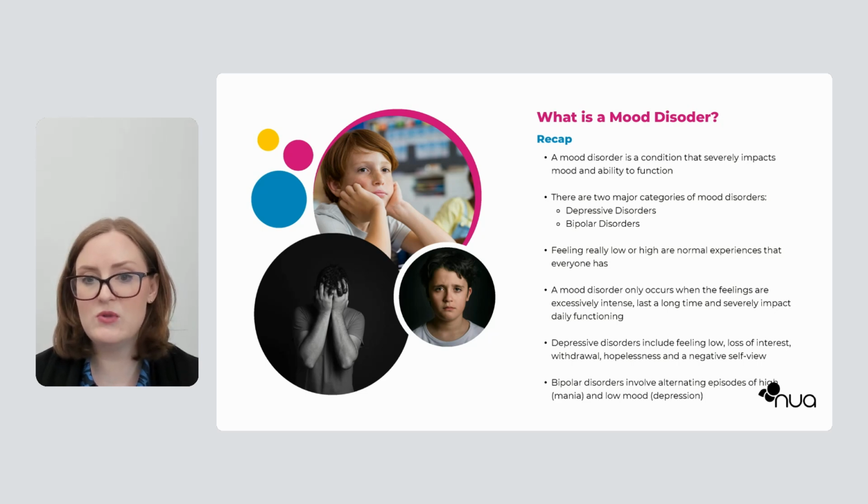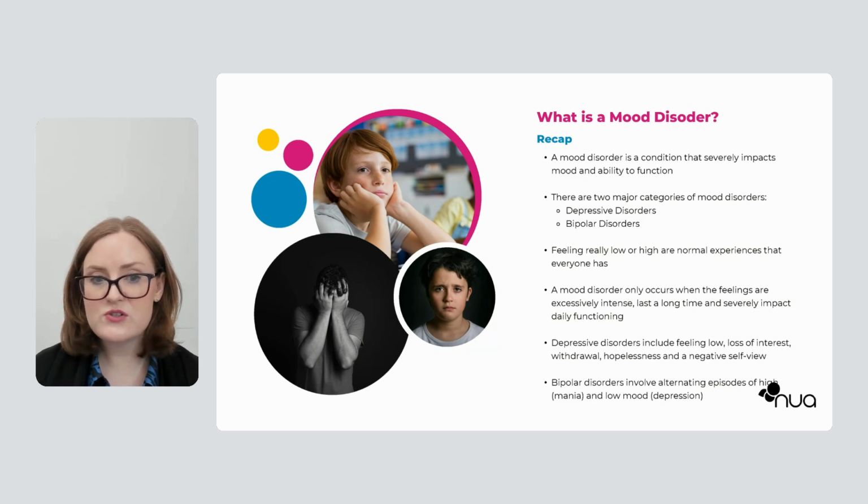of what is a mood disorder. A mood disorder is a condition that severely impacts mood and ability to function. There are two major categories of mood disorders: depressive disorders and bipolar disorders. We know that bipolar disorders are more commonly diagnosed in adults, but it can also be diagnosed in older adolescents.